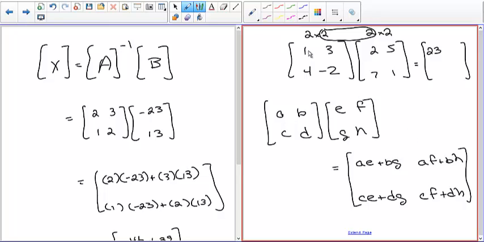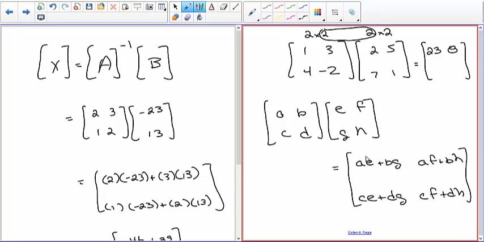AF, 1 times 5 is 5. And then you add BH. So it's going to be 5 plus 3. 1 times 5 is 5, 3 times 1 is 3. So you get 5 plus 3, which is 8.